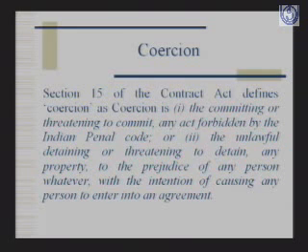So actually threatening to commit those acts, or actually doing those acts which are forbidden by the Indian Penal Code, will amount to coercion. The second part of the definition says unlawful detaining or threatening to detain the property of any person. Here again it can be broken into two parts: first, the unlawful detaining of the property of any person, or threatening to detain the property of any person.